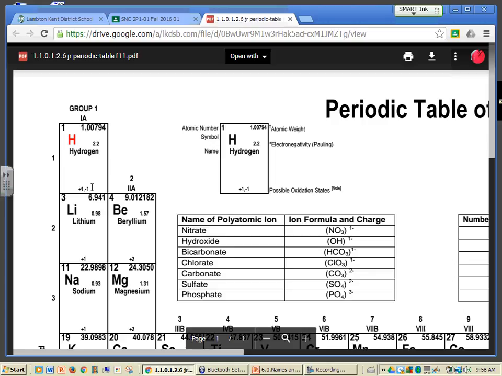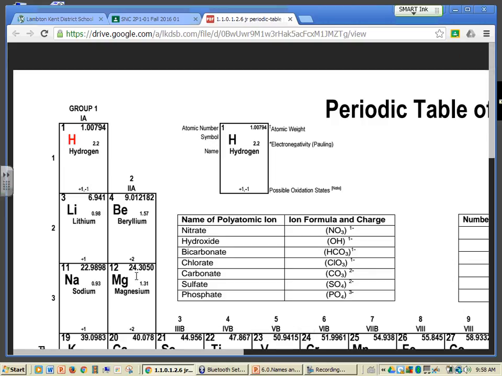Look at beryllium beside it. What charge is it? Somebody just tell me. Tyson? +2. How about the magnesium? How about, I don't even know what's underneath it, calcium. +2. Let's move over to the aluminum.